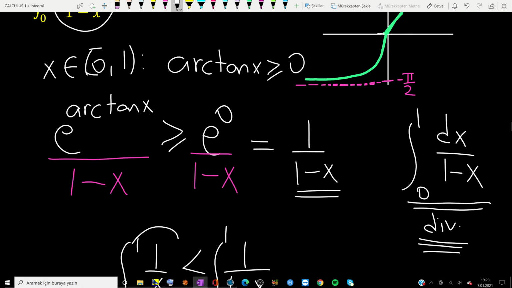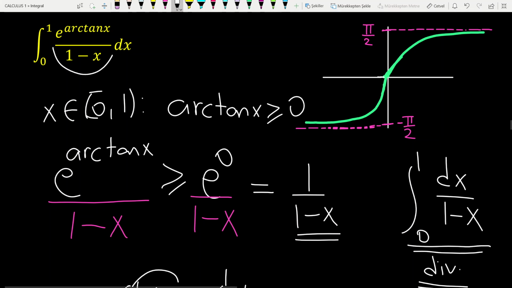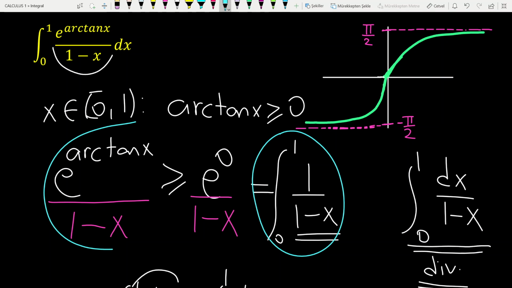So again, look at the question. This is the smaller one, right? The integral from 0 to 1, we know that this is divergent. If the smaller one is a divergent improper integral, the greater one, which is the question, must be divergent. The answer of this is a divergent improper integral.